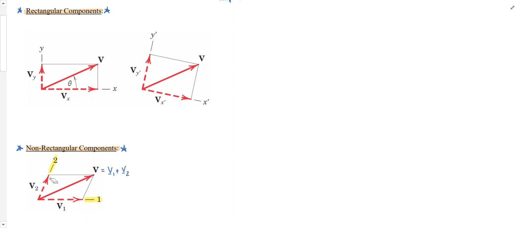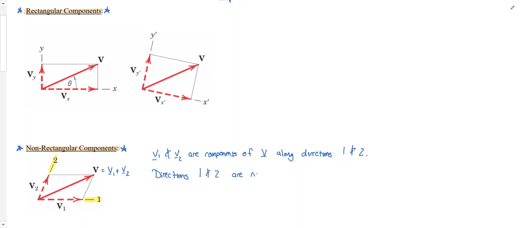So v1 and v2 are really the components of this vector v along the directions 1 and 2. Now, these are not the most common types of directions to take. The reason they aren't is these directions are not independent. So I'm going to go ahead and write that. These directions are not independent.